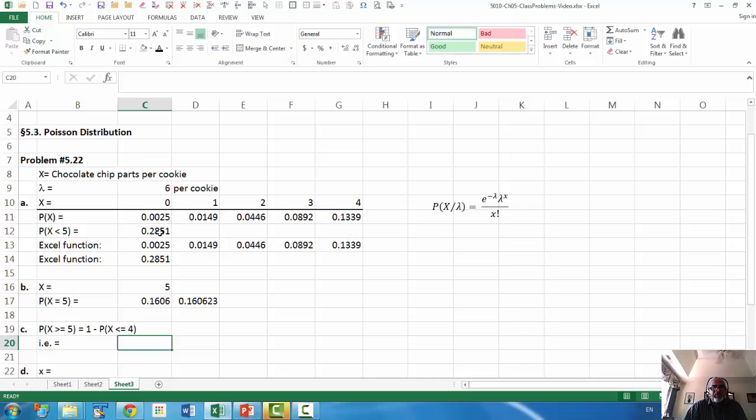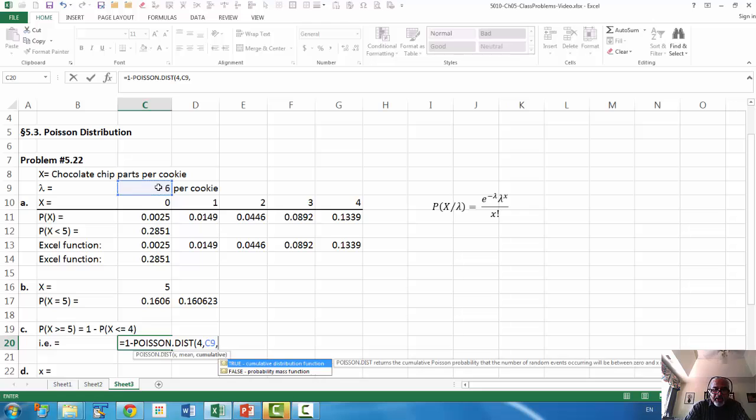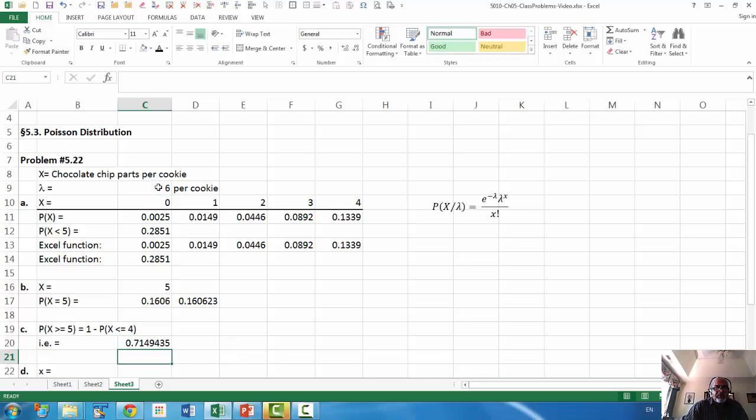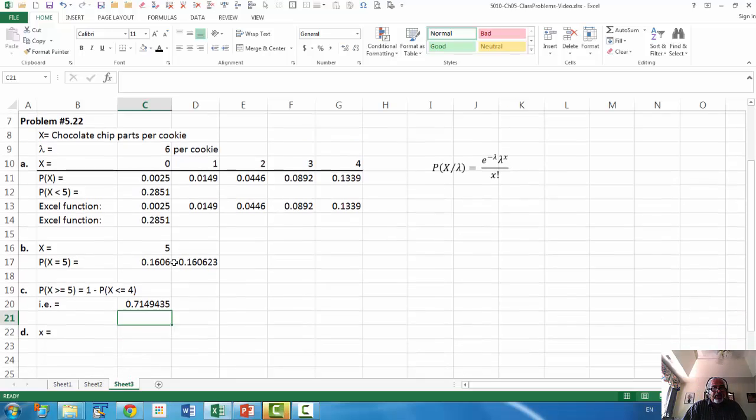Less than or equal to 4. But let's do it this way. So 1 minus Poisson distribution of 4, that's for x, and lambda and cumulative. I'm sorry, 1 for cumulative. Then that will give us the probability of x greater than or equal to 5.